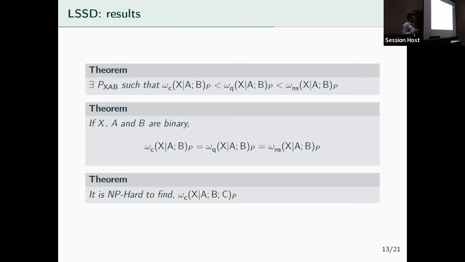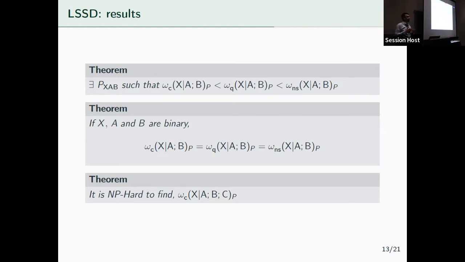Our next result is that if X, A, and B are all binary, then there is no gap. All these three quantities are equal. And it answers my question in the previous slide that for our example, everything were binary. So in those examples, the quantum value is actually called the classical value, and there's no gain in sharing some entanglement.